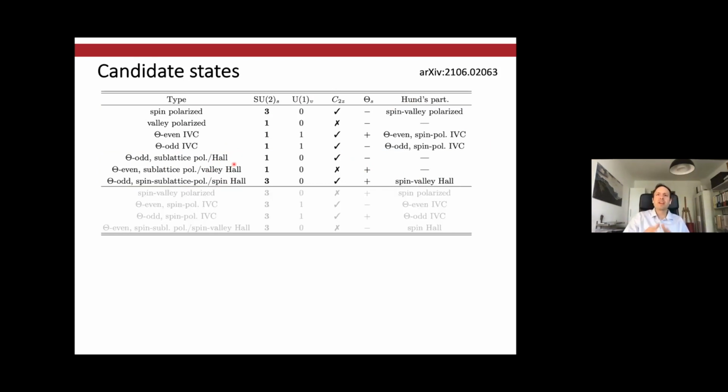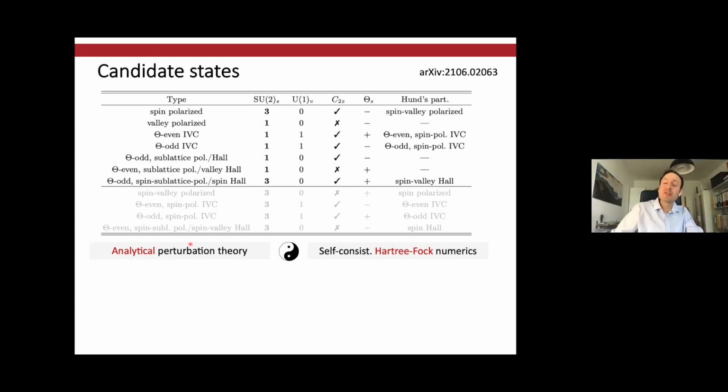For that reason, we can focus on only one member of these different Hund's pairs of states. At the end, I will come back to what the actual microscopic realization will be for the two possible signs of this coupling. To study the relative energetics of those states, we did two things, which I think complement each other and yield at the end a quite consistent picture. We use both analytical perturbation theory as well as unconstrained self-consistent Hartree-Fock numerics.